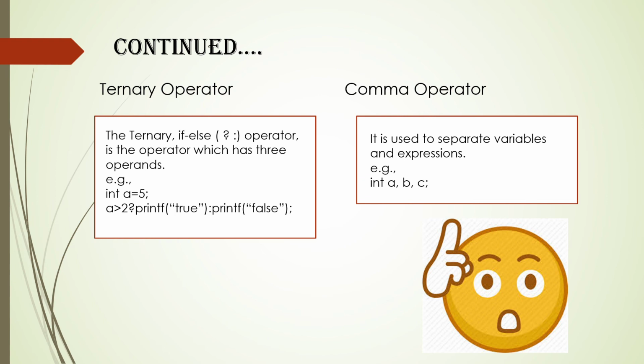Now the last is the comma operator. By the name only we get to know that it is used to separate variables and expressions. Suppose you have to define various variables of int data type, then you can define them like int a, comma b, comma c. Here a, b and c are variables of int data type separated by commas.